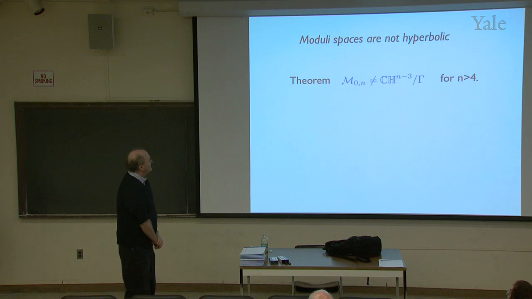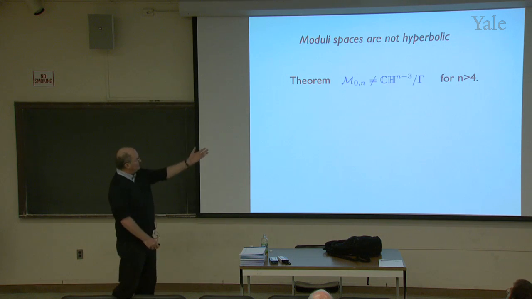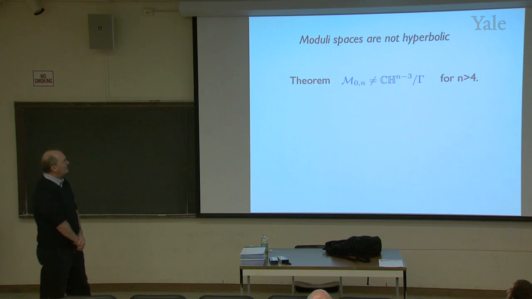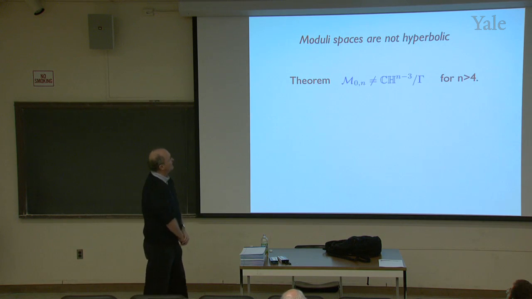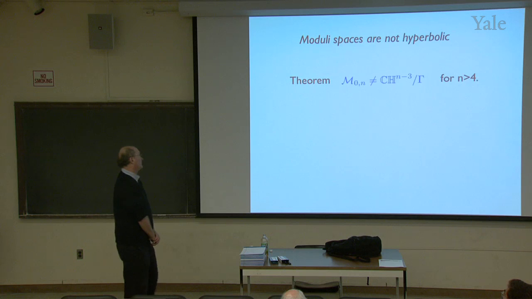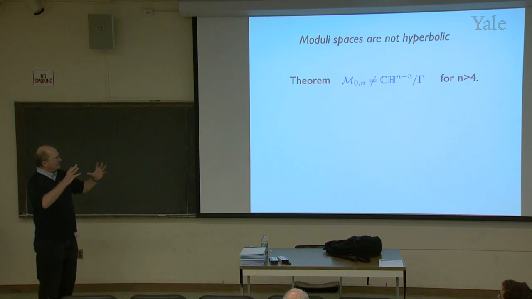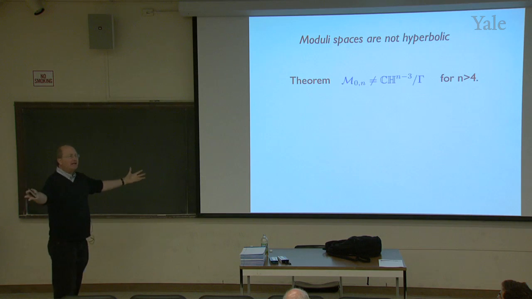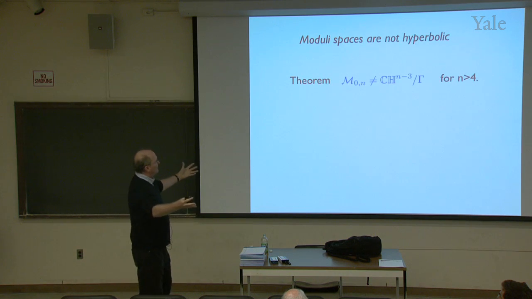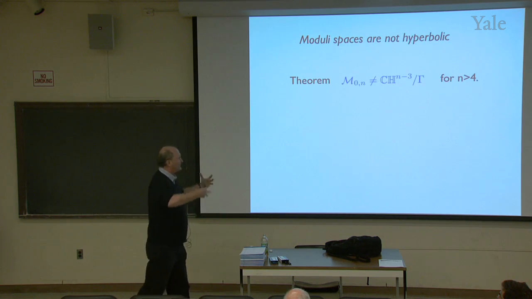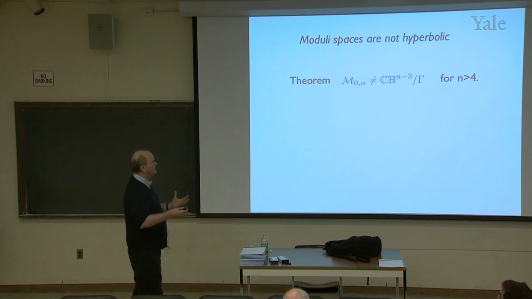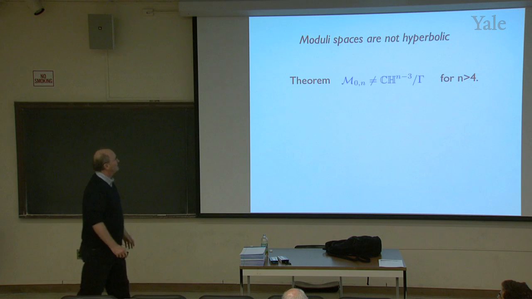So the moduli space of 5 or more points is never isomorphic to a quotient of complex hyperbolic space, unfortunately. So in this setting, Thurston's theorem is false. There are plenty of manifolds that have the topological features of complex hyperbolic manifolds, but don't carry complex hyperbolic metrics. That's very rare, in fact, for complex manifolds.